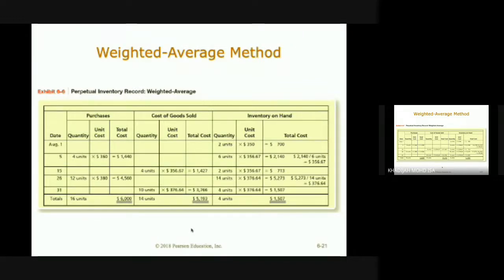For average cost, to compute the unit cost, you take 350, which is the 2 units at 350, so total cost is 700. You add 700 to your purchases of 1440. How much do you get? You get 2140. This is the total cost, which is your opening cost plus the purchases. How many units do you have? 2 plus 4, so you have 6 units. Divide by 6, you get per unit cost of 356.67. So far, are you following?